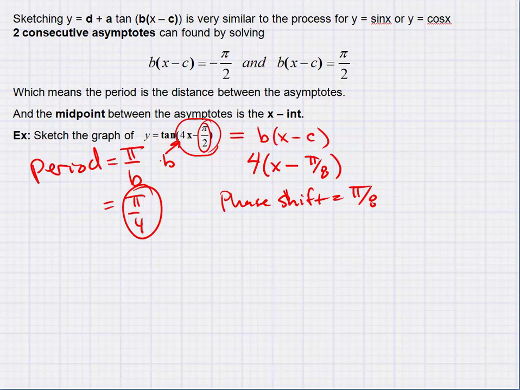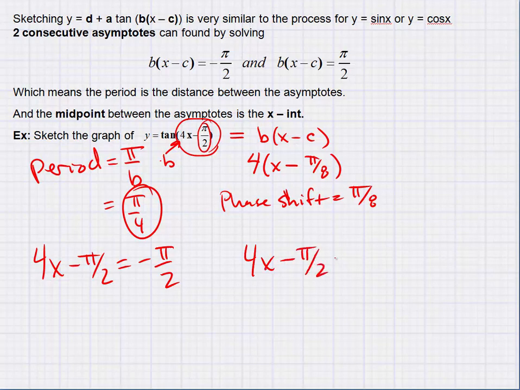Now that's all well and good, but I still have to use that to draw my graph. If you're really just trying to draw your graph, you don't have to do a whole lot of this. What you're going to do is take this 4x minus pi over 2 and set it equal to minus pi over 2, and take 4x minus pi over 2 and set it equal to positive pi over 2. This is so that we can find my endpoints, and the endpoints are my vertical asymptotes.